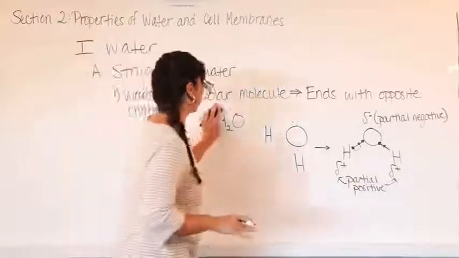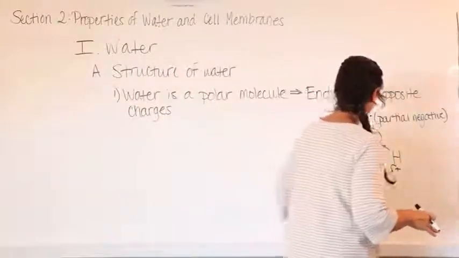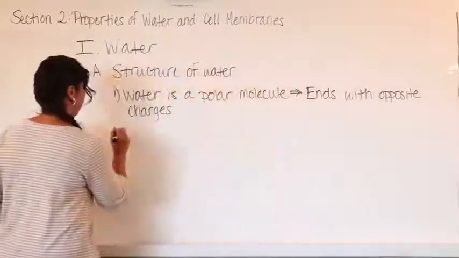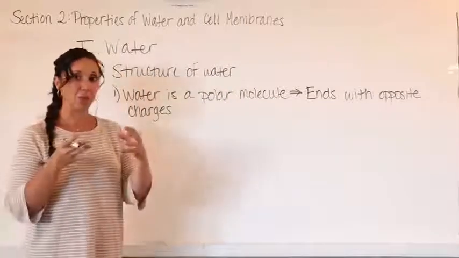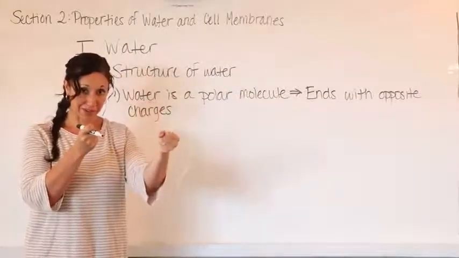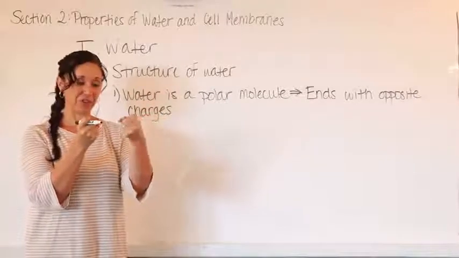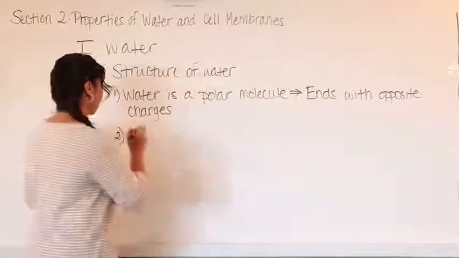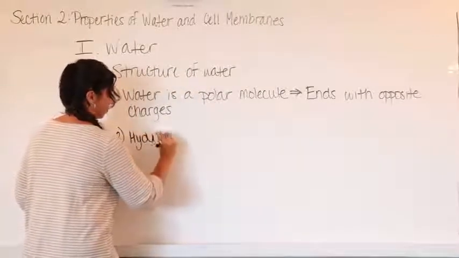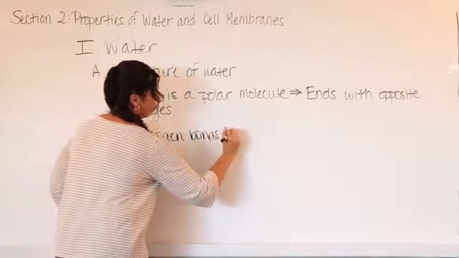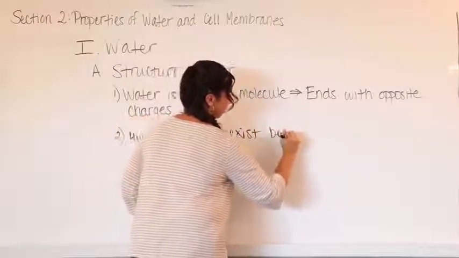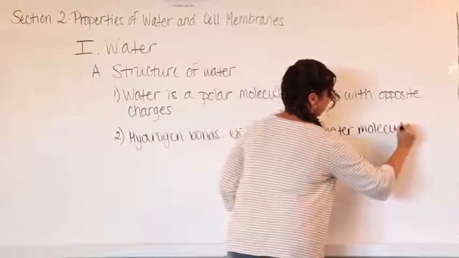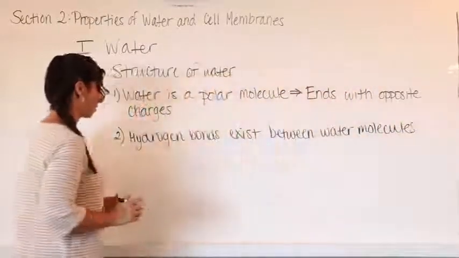I'm just going to erase this for a moment. We're going to redraw water again. But what I want you to know is that water actually attracts itself to itself, because hydrogen bonds between water molecules allow them to stay attracted to one another. So hydrogen bonds exist between water molecules. And here's what that would look like.